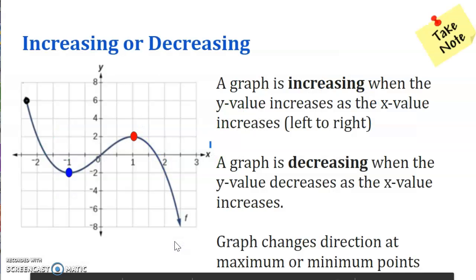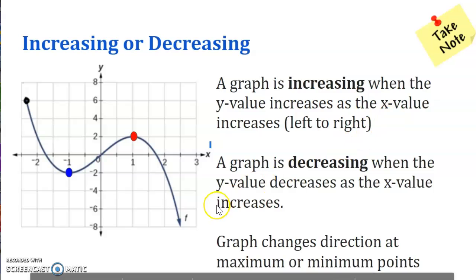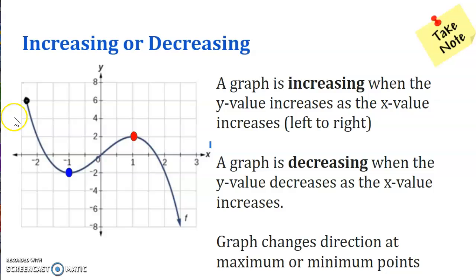So a graph is increasing when the y value increases as the x value increases from left to right. So you should be taking notes. And the graph is decreasing when the y value is decreasing as the x value increases. So the x value is increasing going from left to right, see, -3 to 1, 0, 1, 2, 3. It's increasing going from left to right.